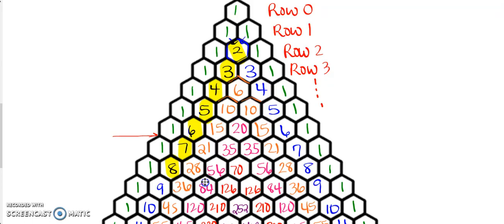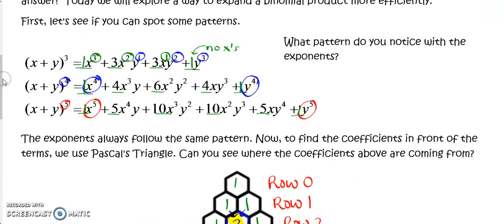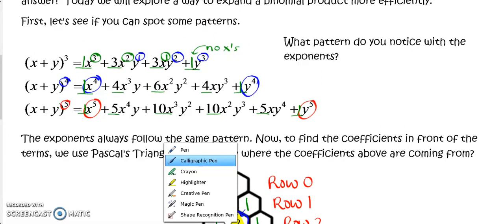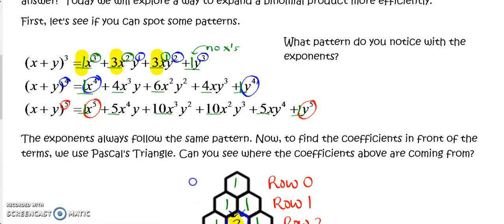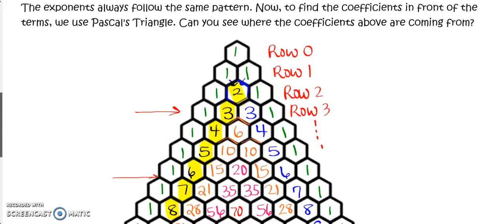Now this row is very, very important because if you look at the problems above this, the examples with our binomial expansion, the first one is to the third power. Look at row 3. 1, 3, 3, 1. If we look up here, those are the coefficients in front of each of those xy terms. Look at row 4. 1, 4, 6, 4, 1. And it matches, the row matches the exponent that we're expanding that binomial to. That's why Pascal's triangle is very, very important.